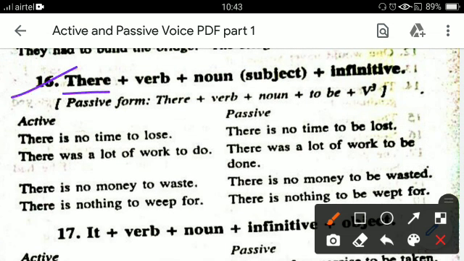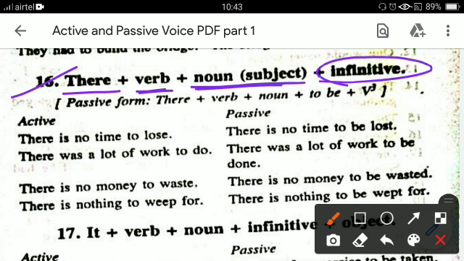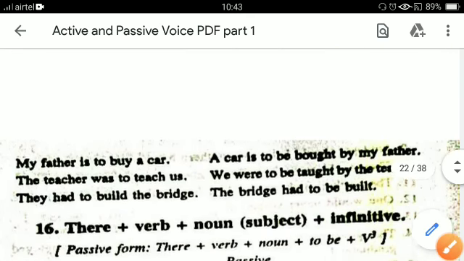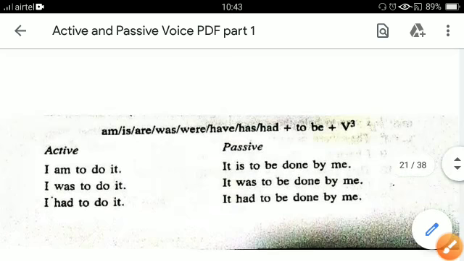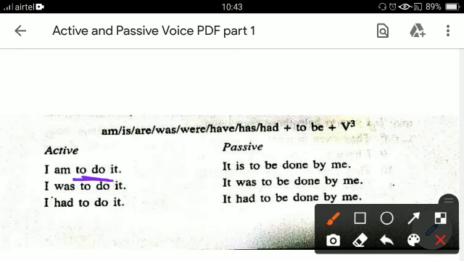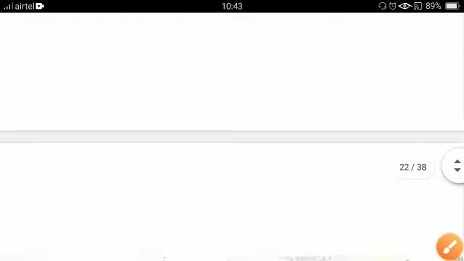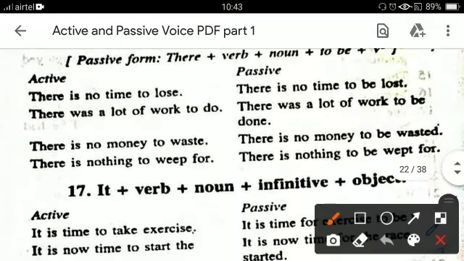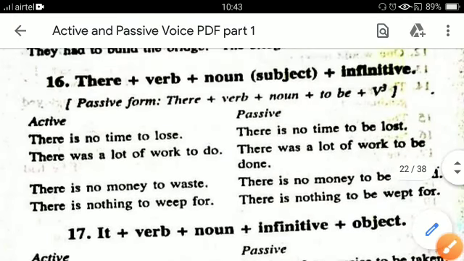If there is there, then any verb or helping verb, then a noun as a subject, and then an infinitive. You understand what is an infinitive? Infinitive means to plus the verb's first form. For example, to play, to go, to love, like this. It was also there in the previous rule. This is called infinitive. To do, to play. So we will apply the same rule. To do will become to be done, to love will become to be loved.